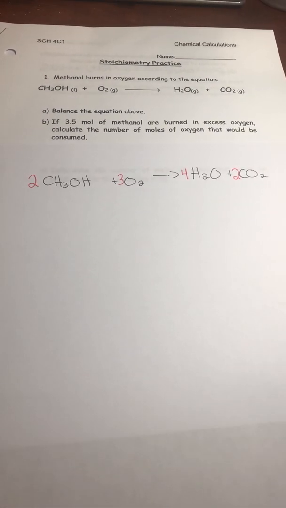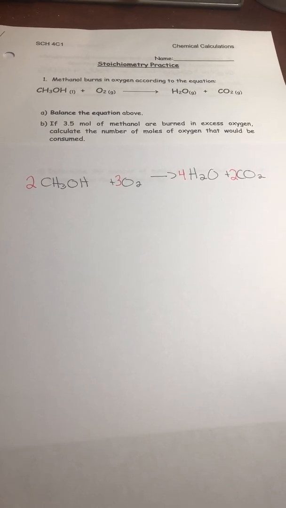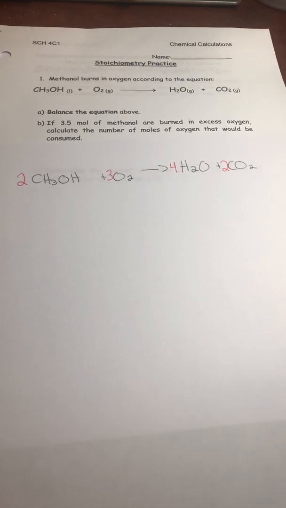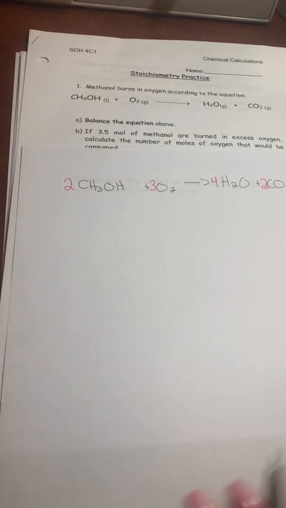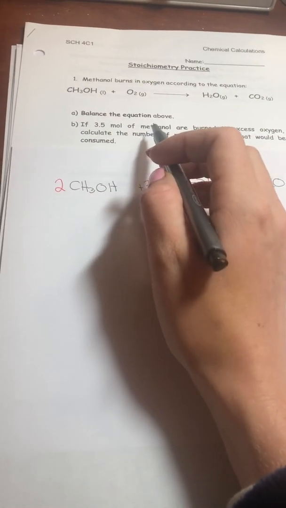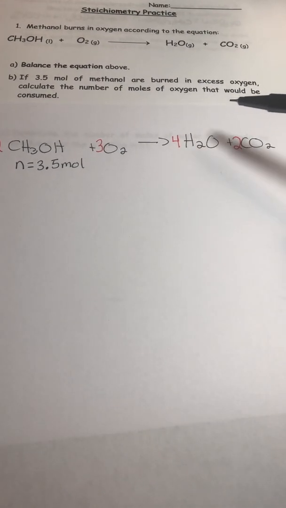So now it says if 3.5 moles of methanol are burned in excess oxygen, calculate the number of moles of oxygen that would be consumed. Okay, so first thing we do is we go straight to 3.5 moles of methanol. This is methanol, so I underline methanol, or put N equals 3.5 moles. And then it asks, calculate the number of moles of oxygen that would be consumed. So this is my oxygen, so I go N equals question mark.